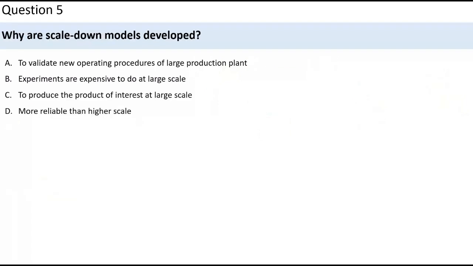Moving on to question 5. Why are scale down models developed? Options that have been given: A, to validate the new operating procedures of a large scale production plant. B, experiments are expensive to do at large scale. Option C, to produce a product of interest at large scale. D, more reliable than high scale.